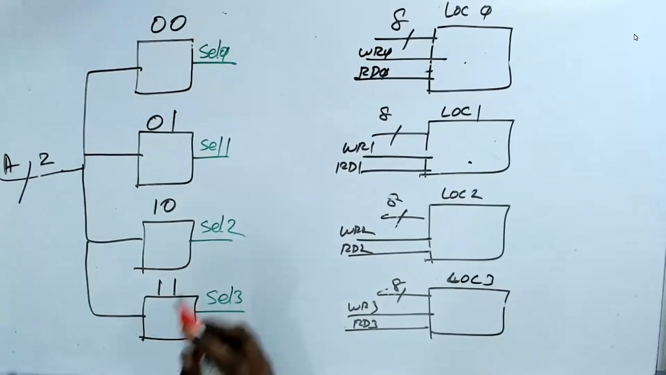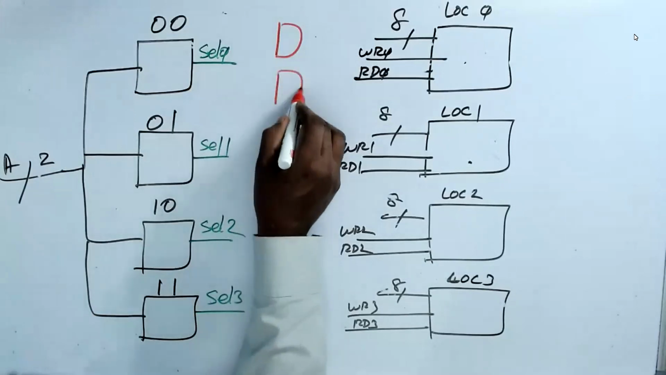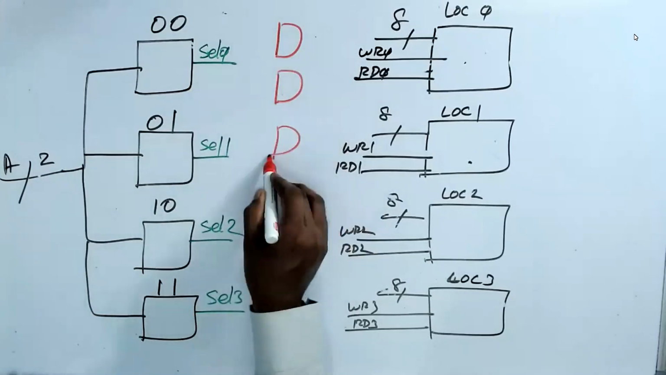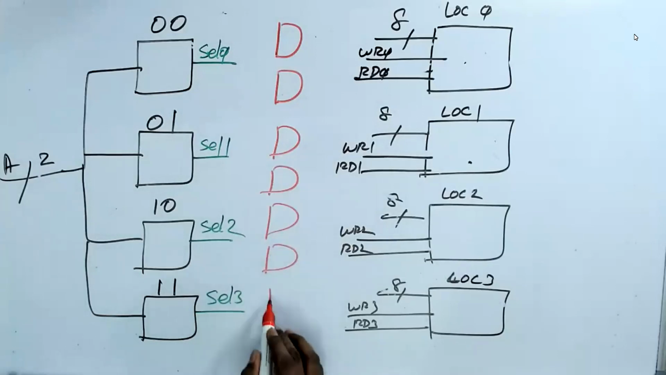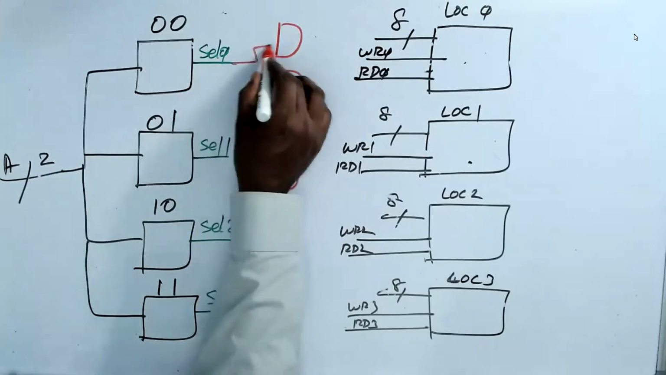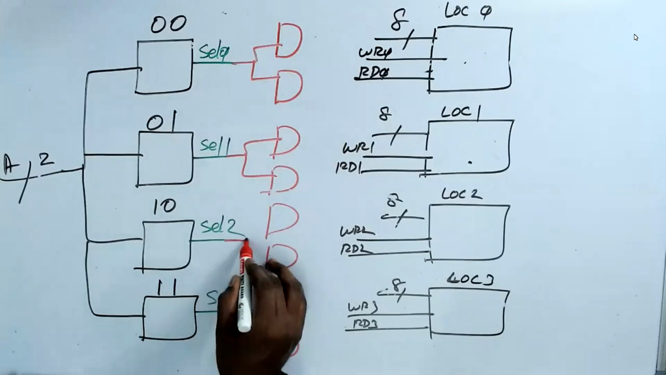Now we have 1, 2 gates. I have here 1 and 2 gates. This select goes to both the AND gates. And the select 1 goes to both the gates. Select 2 goes to both.